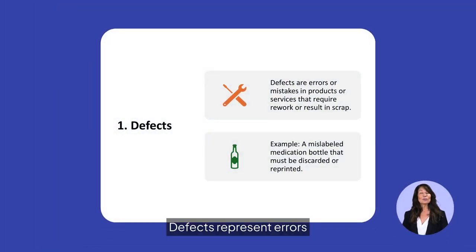Defects represent errors in products or services that require rework or result in scrap. For example, a mislabeled medication bottle must be discarded or reprinted. Reducing defects is vital for maintaining quality and customer satisfaction in lean manufacturing.